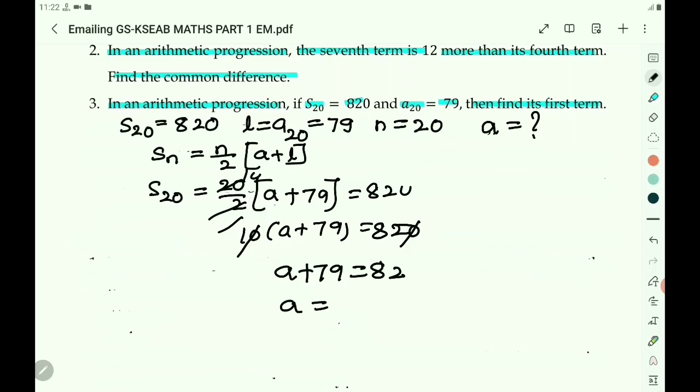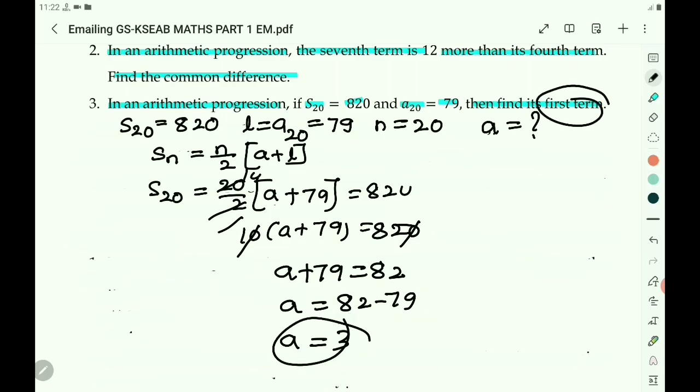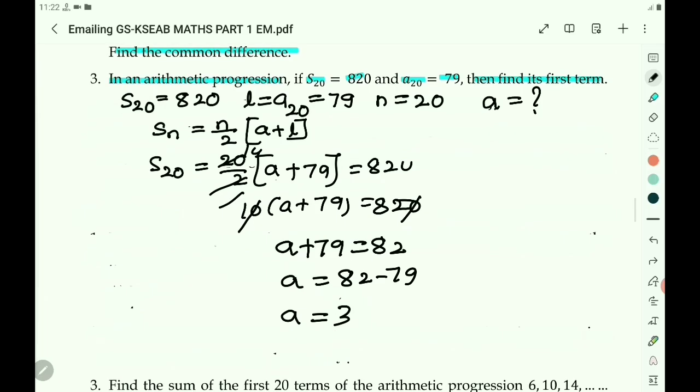Then A equals 82 minus 79. Transfer the 79 to the RHS. Then you will get A is equal to 82 minus 79. 82 minus 79 is 3. You know that 79 plus 3 is 82. Means 82 minus 79 is A. So then the first term is 3. A is the first term. Right. First term is 3.